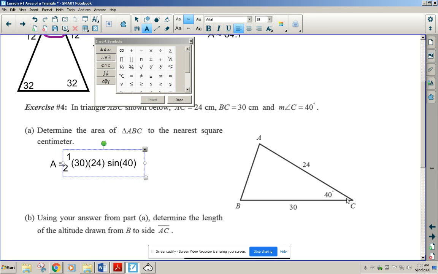As long as the angle is included between the two given sides, you are in business and everything is fine with that. What happened to my little line that I drew? Let's try it again. I don't know what happened to it. There we go.